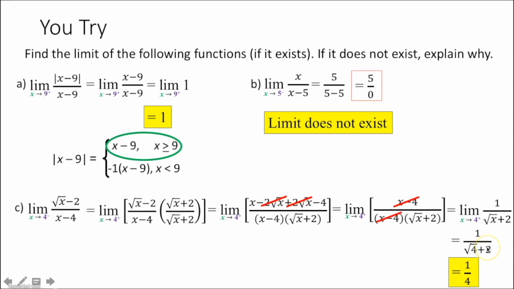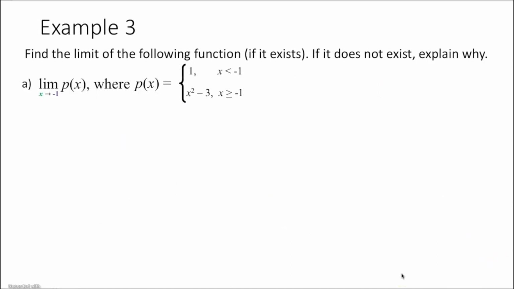So I have 1/4 as my limit. Example 3 says find the limit of the following functions if it exists. If it does not exist, explain why. So first, we're finding the limit as x approaches -1 of p of x, where p of x is this piecewise function here.